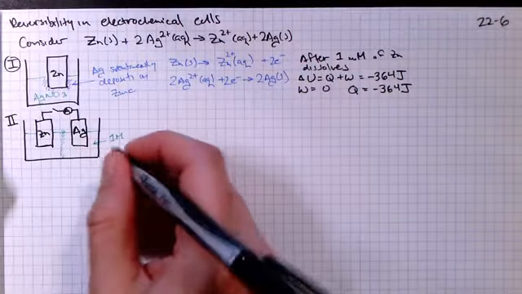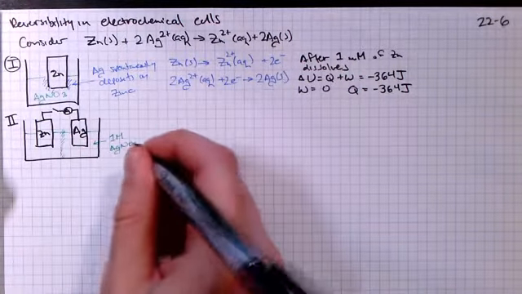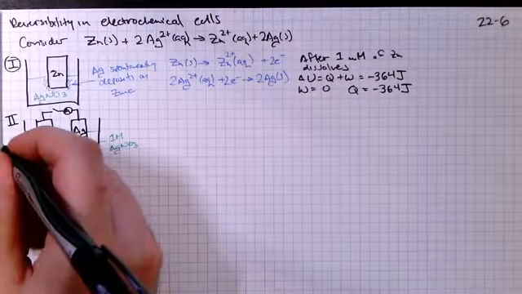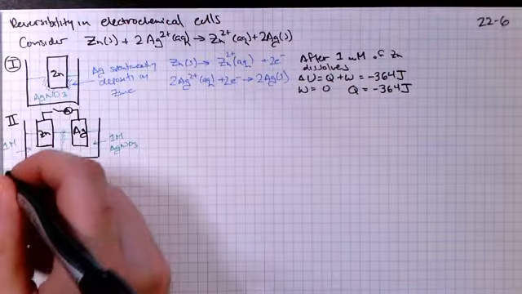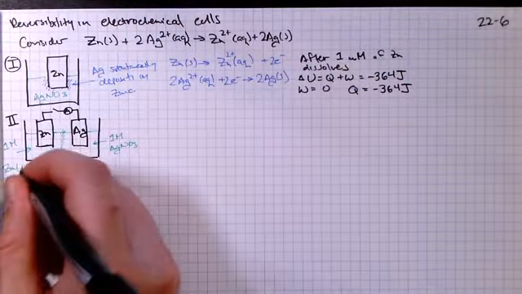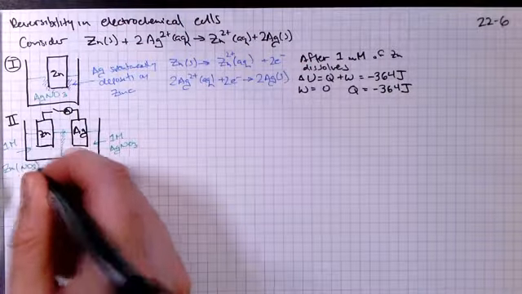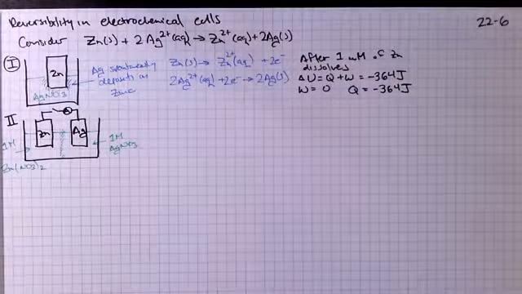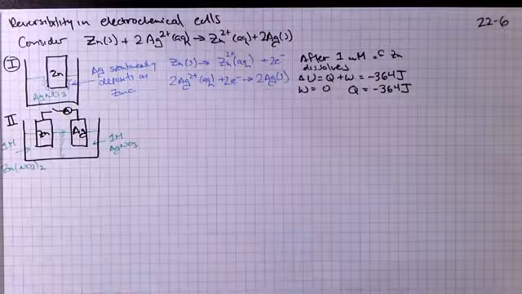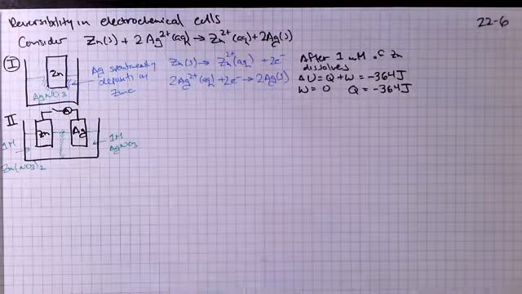So here we have 1 mole of AgNO3. Here we have 1 mole of Zn(NO3)2. Okay. And when we close the switch, a reaction starts to happen.